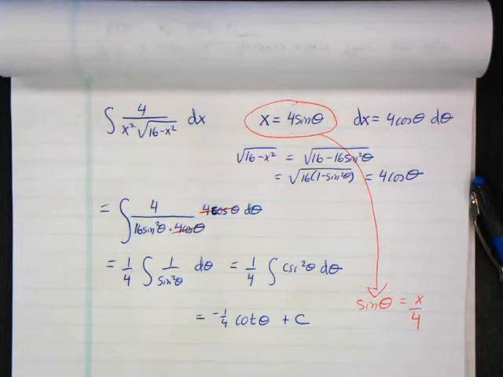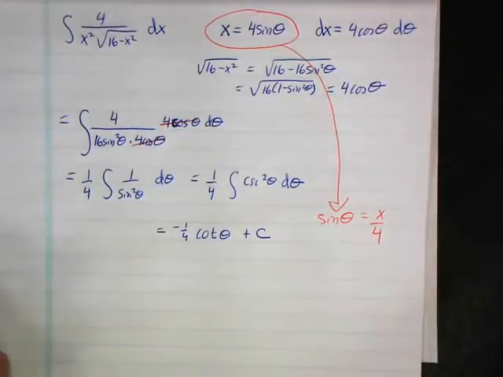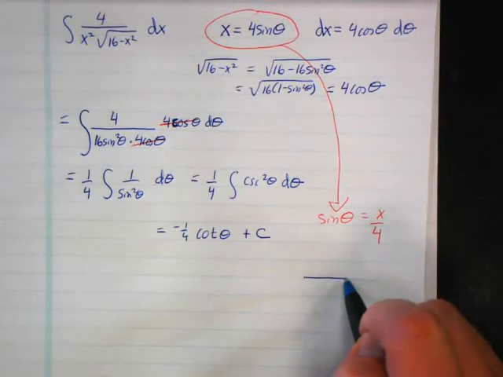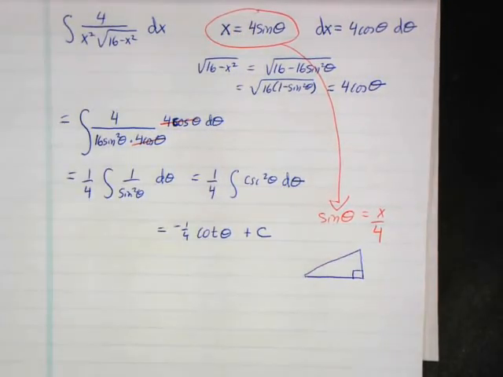That's true. Theta equals arc sine of x over 4. But then I don't really want to have a cotangent of arc sine. That's pretty ugly. We can do better than that. What we're going to do is use this little fact to draw ourselves a triangle. It's supposed to be a right triangle. Mine doesn't look like a right triangle, but it really is.